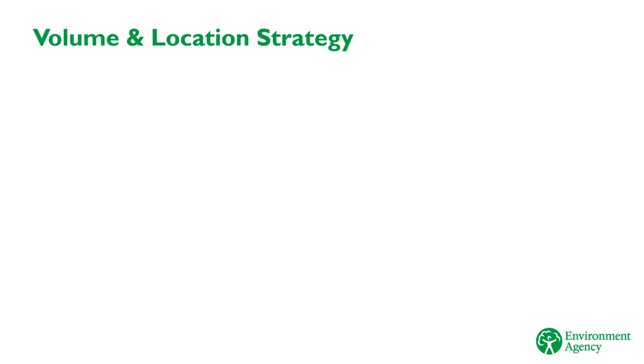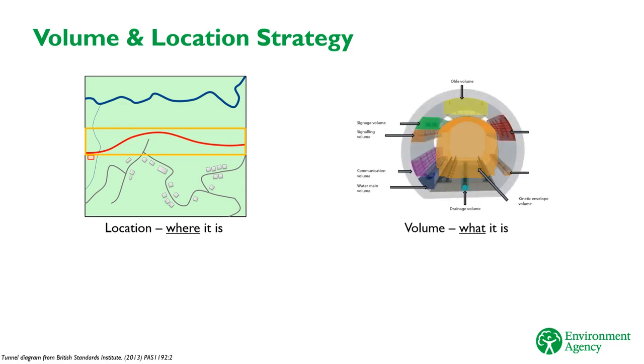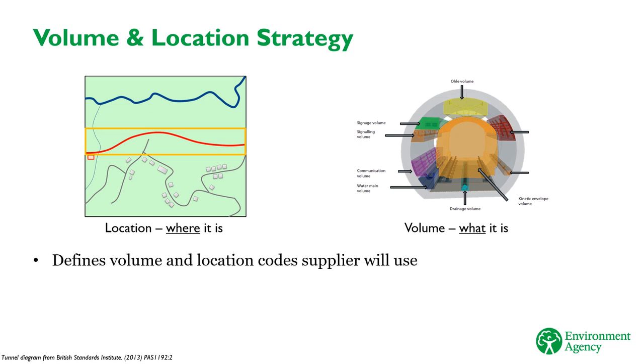In Module 1, we showed that location codes are used to describe where something is, and that volumes describe what type of thing it is. The purpose of the volume and location strategy, then, is to define the codes that the supplier will use in delivering their work. How they decide to define volumes and locations is up to the supplier, as it needs to fit in with how they'll deliver the work. For example, how they'll structure their models.